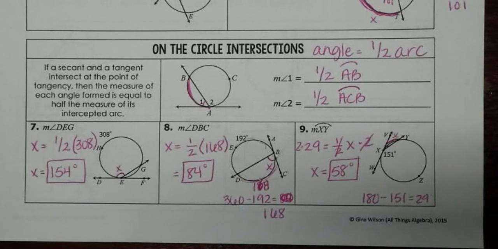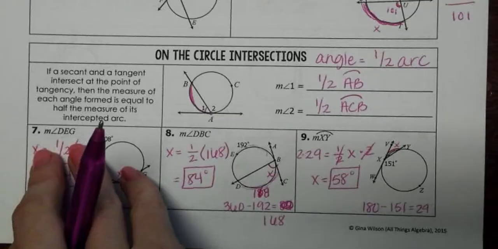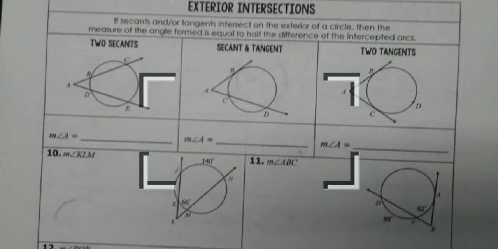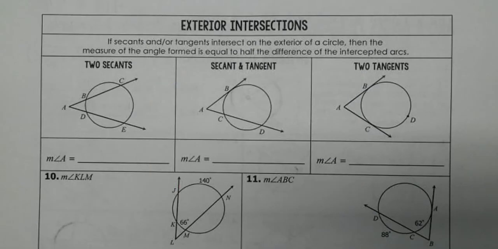Okay, so make sure you have that written. Alright, we're going to go on to the back page. We're going to look at the exterior intersections. One last type of intersection. It happens on the outside of the circle.